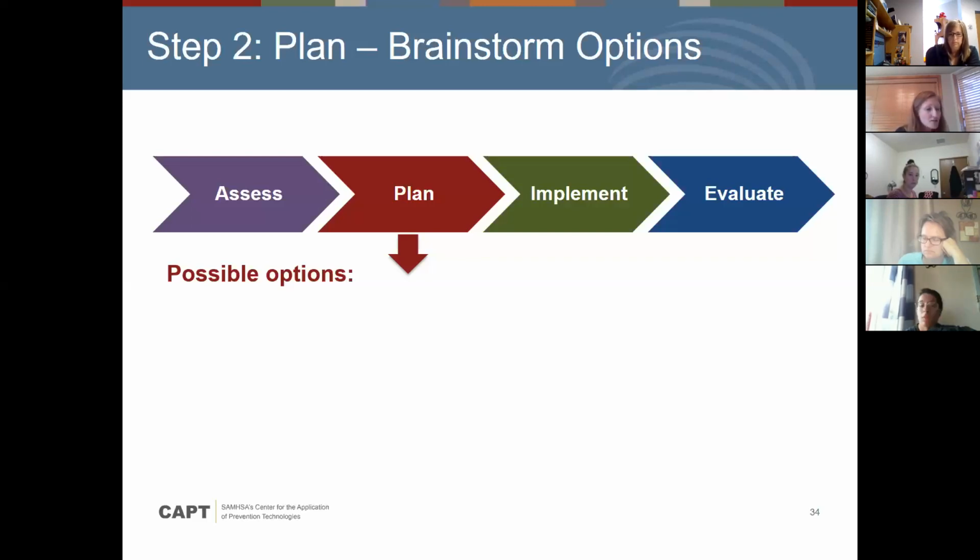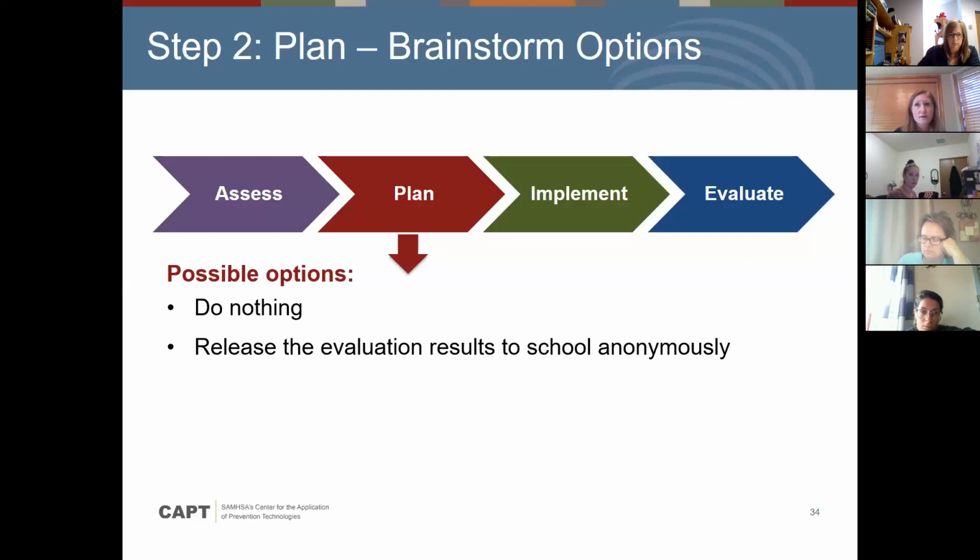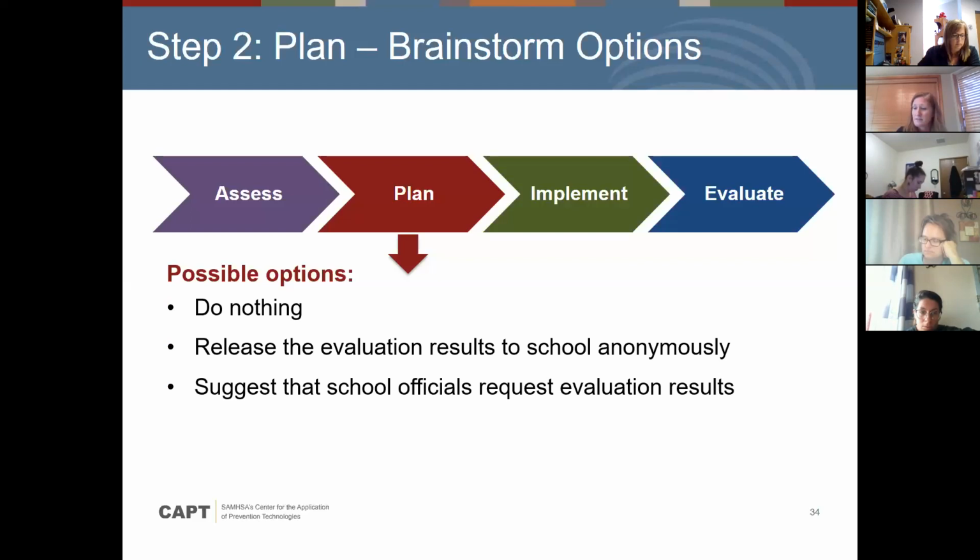Great. So for the sake of time, let's look at the five possible options they have up here. The first one is do nothing. Ty could just continue to do what he's always done. He's just going to continue with the program and do nothing. He could release the evaluation results to the school anonymously, kind of what I think Emily said, send out results in a mass email, or send out the information anonymously.